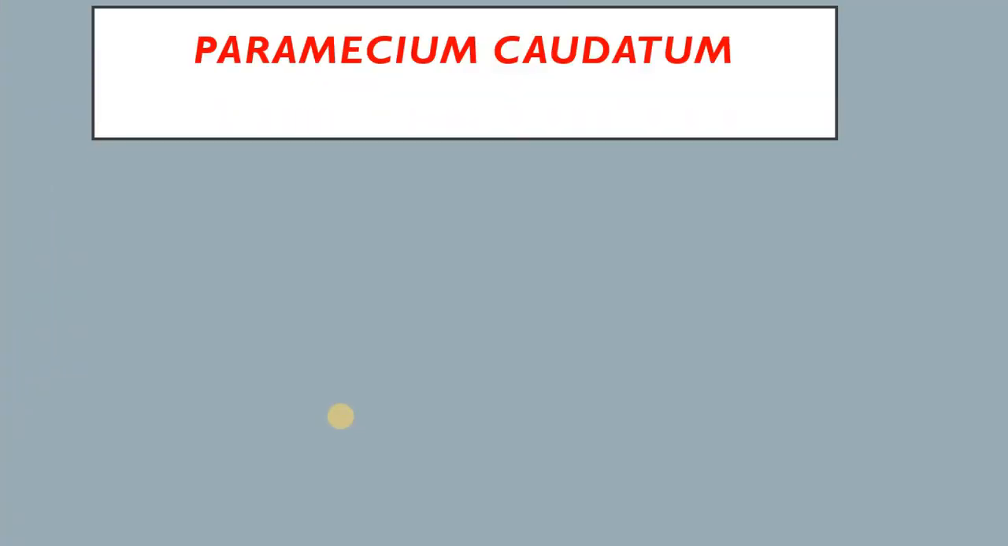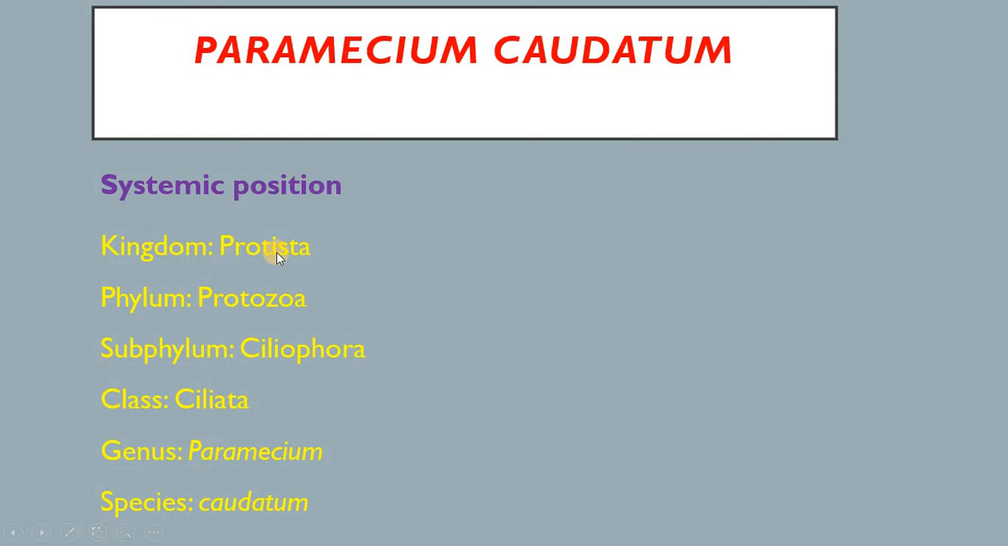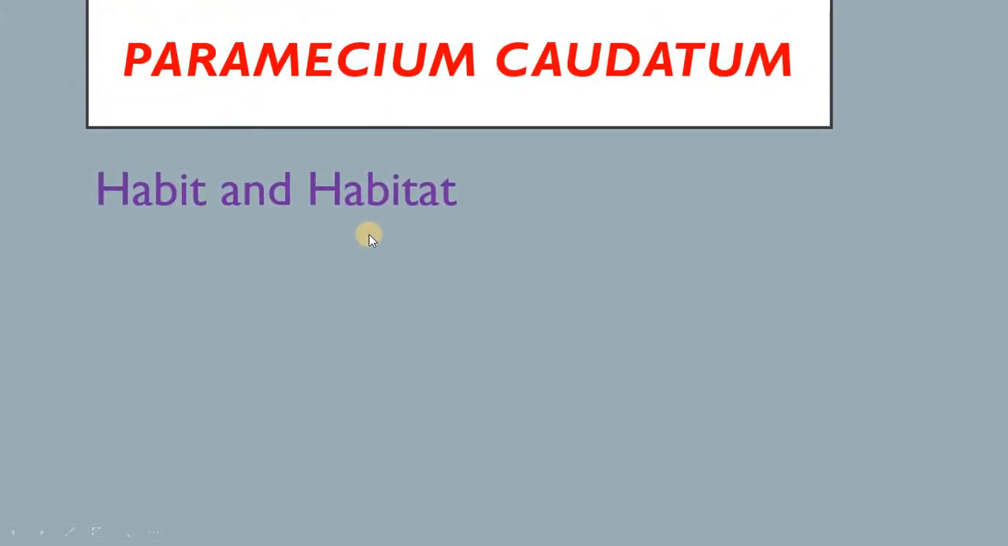First of all, we will discuss the systematic position of Paramecium caudatum. Kingdom Protista, phylum Protozoa, subphylum Ciliophora, class Ciliata, genus Paramecium, and species caudatum. In today's lecture, we will discuss the habit and habitat of Paramecium caudatum and the external structures in Paramecium caudatum.